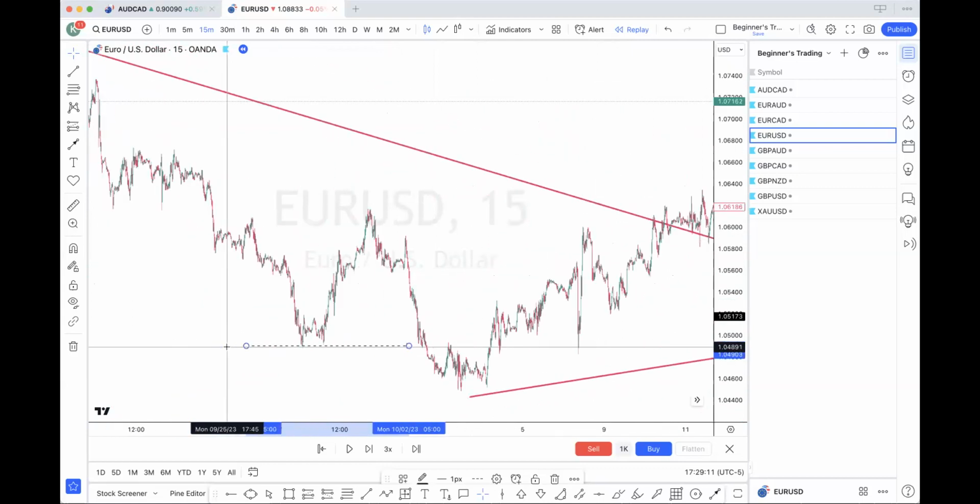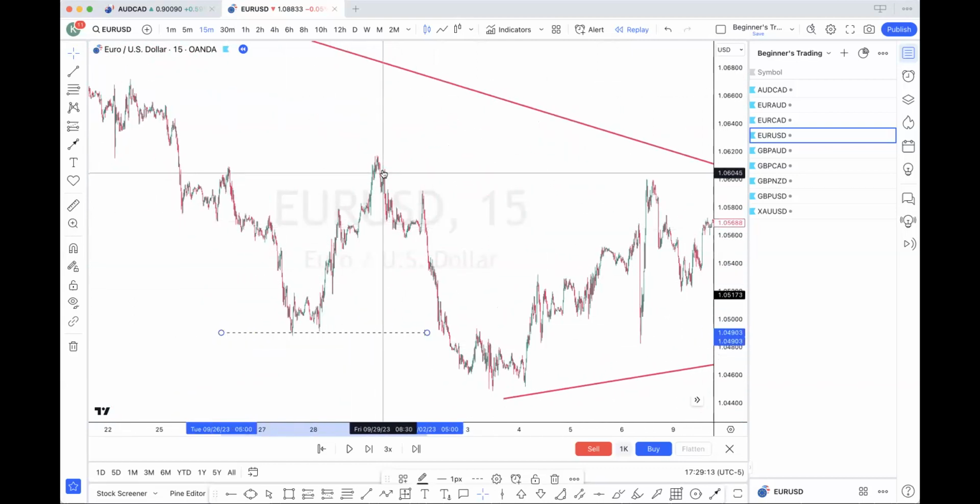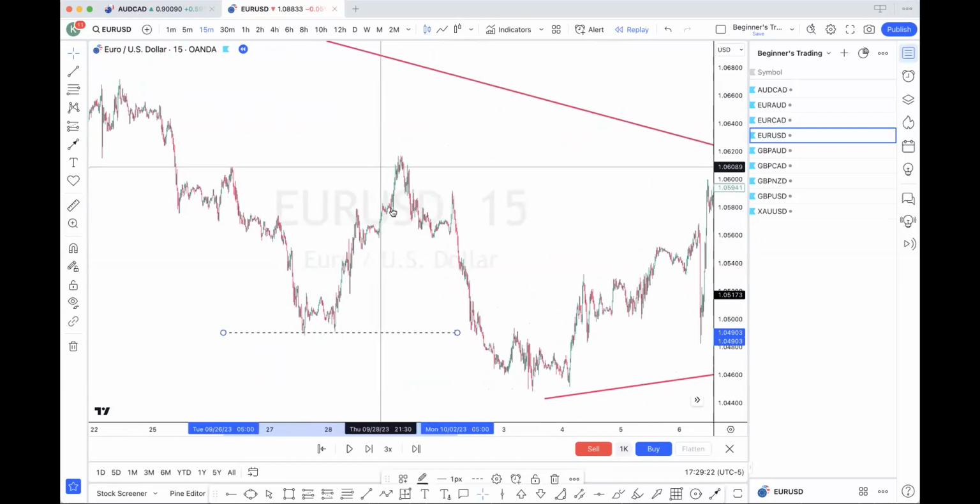Okay, so we had a push up, right? It broke structure, pulled back, push up. So you have all these internal swings, right? But this is because price is pushing up, this whole move is part of the swing.